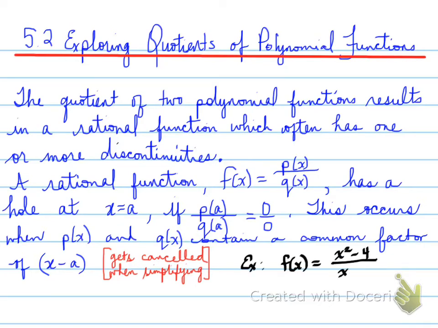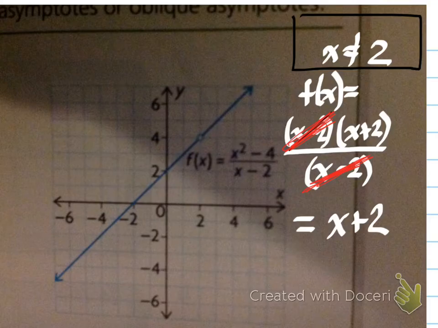f of x is equal to x squared minus 4 over x minus 2. Why does this graph look like the following example? So let's just look at it in a larger version of this graph. Okay, we're going to do that next. Here it is. Why is that the case?